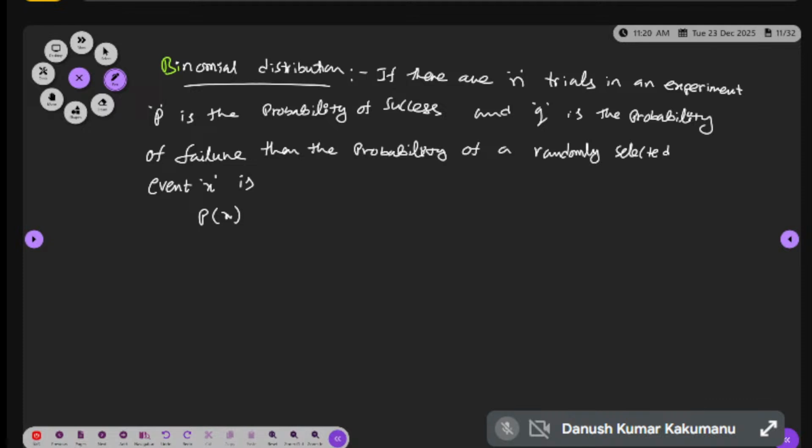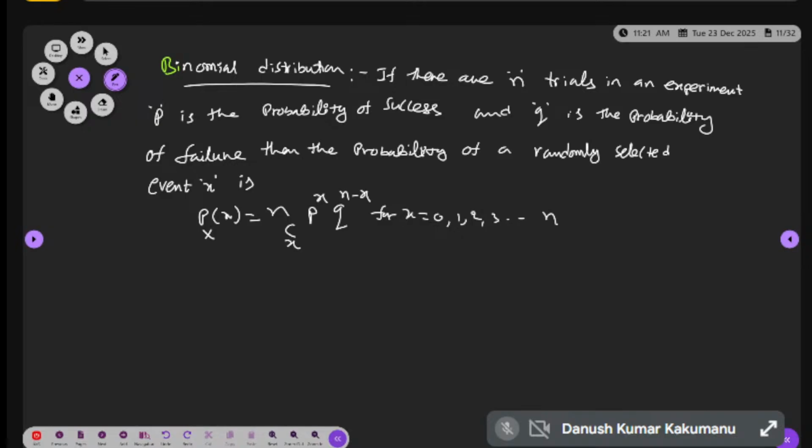What is the formula of the P of X here? nCx, p power x, q power n minus x, for x is equals to 0, 1, 2, 3 up to n. Hello, all of you know this formula? Binomial distribution formula well known to all of you?